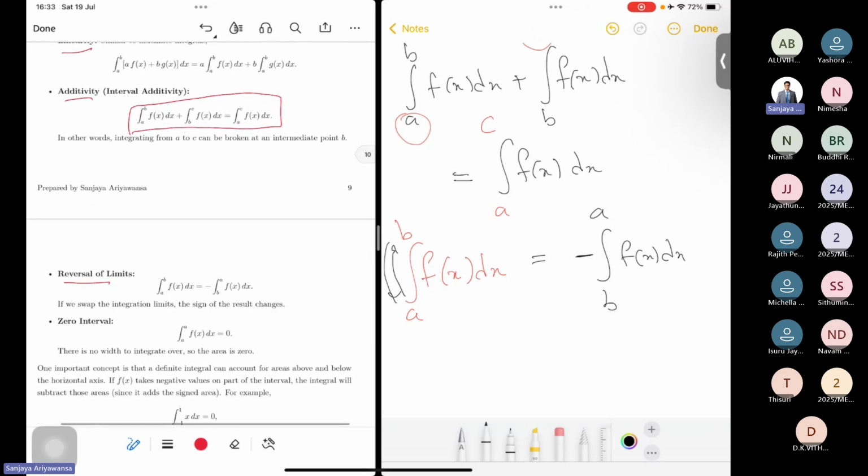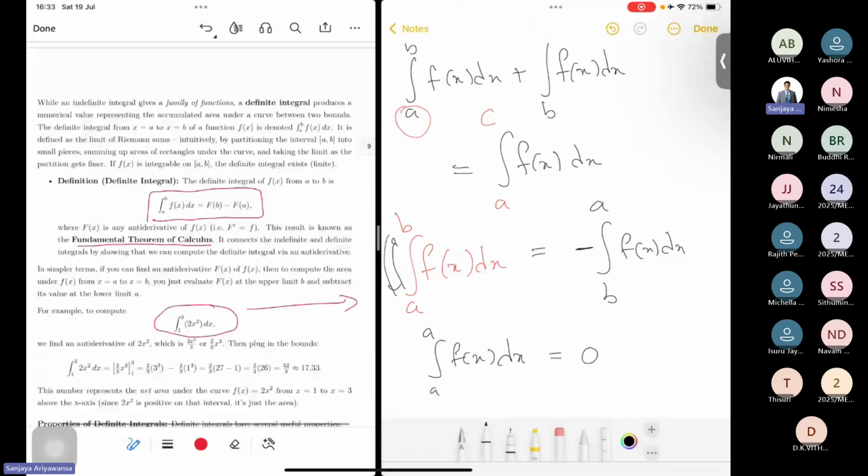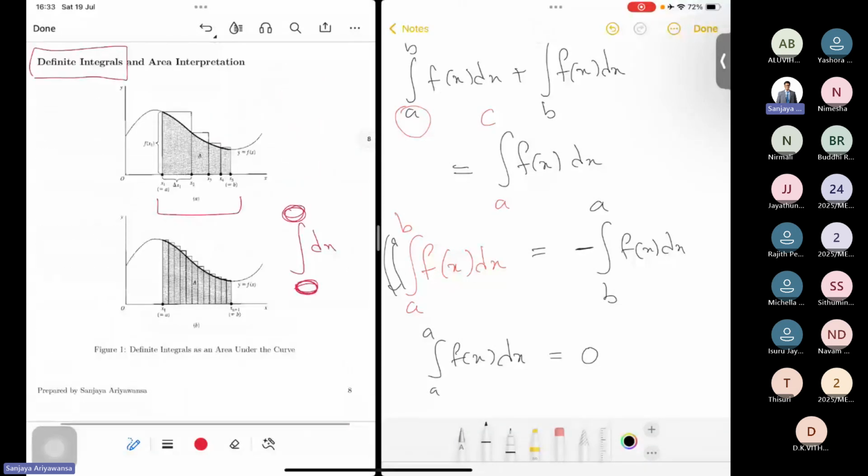And then the zero interval, that is, I'm integrating at the same point, and that simply means you get 0, because if you remember, in definite integrals we are looking at areas under the curve. And how are we calculating these areas under the curve? By looking at these small rectangles.